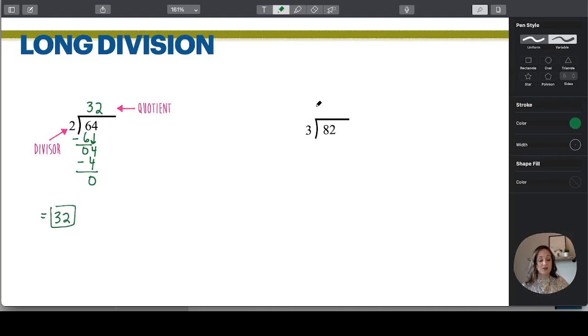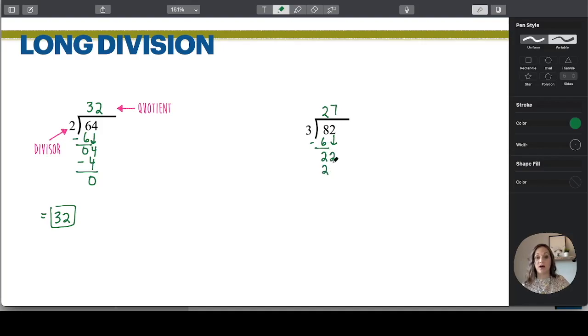Now in this case, you would do the same thing. 3 goes into 8 twice. 2 times 3 is 6. You subtract, you get 2, bring down the 2. 3 goes into 22 7 times. Well, not completely, but it's the closest it can come to. 3 goes into 22 7 times.